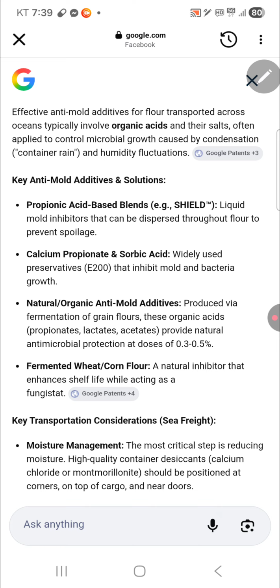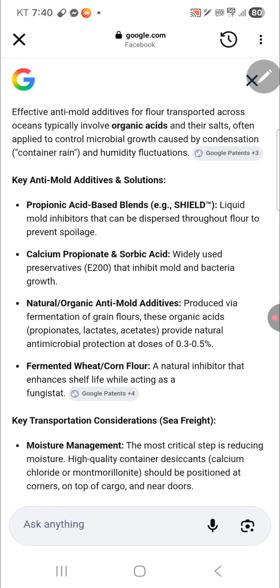Propionic acid-based blends. For example, Shield, liquid mold inhibitors that can be dispersed throughout flour to prevent spoilage. Calcium propionate and sorbic acid, widely used preservatives, E200, that inhibit mold and bacteria growth.